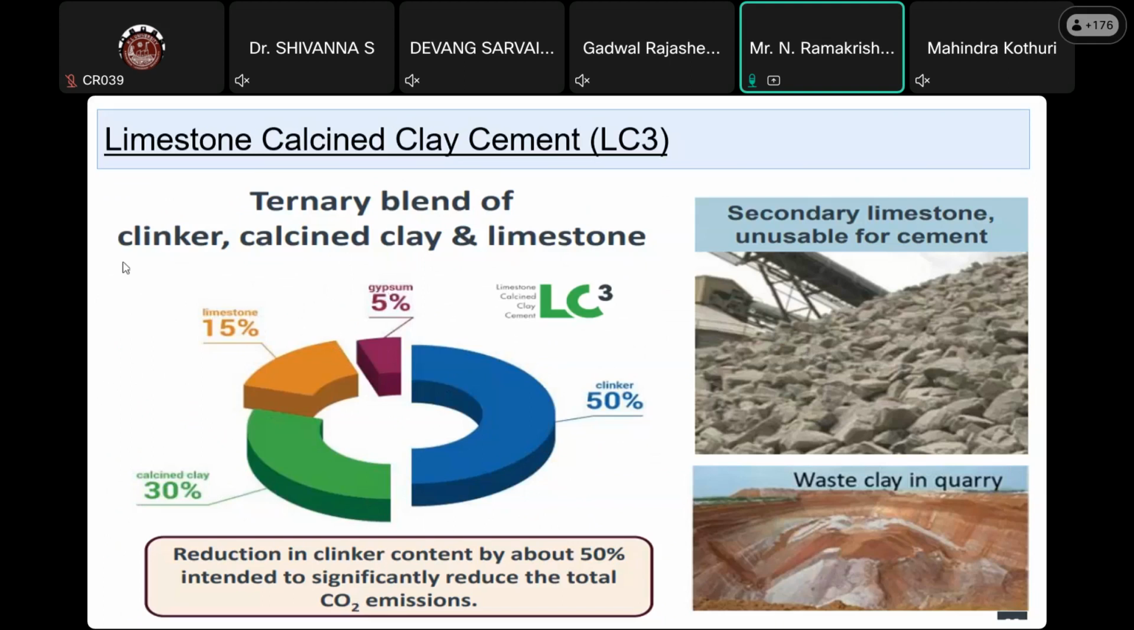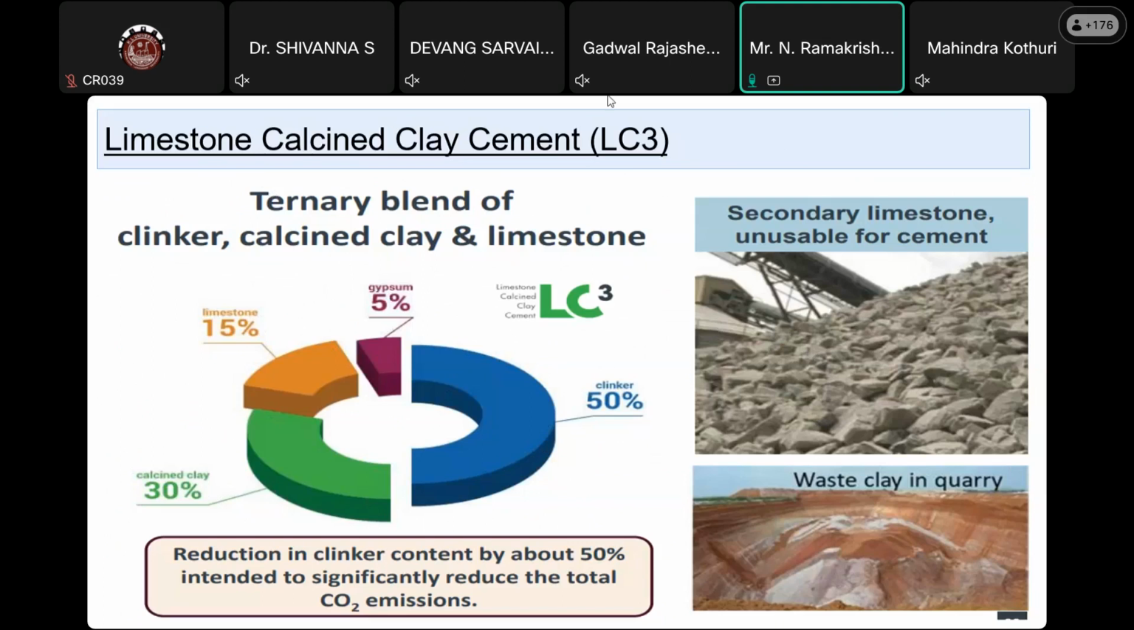So this is what you call limestone calcinated clay cement, LC3, a ternary blend. Earlier was a binary blend, where only two materials were used. Here it is three materials: clinker, calcinated clay and limestone. We call that LC3, limestone calcinated clay cement.